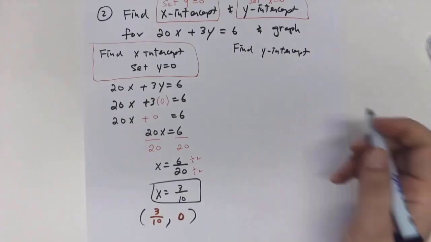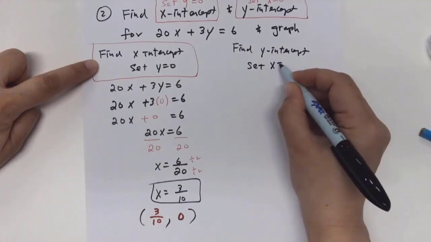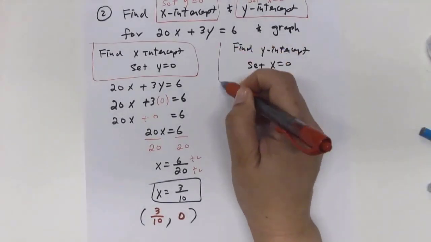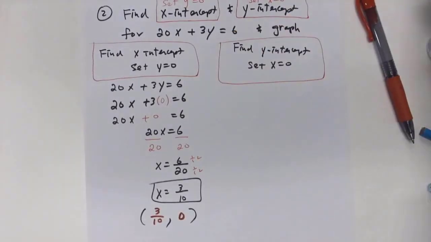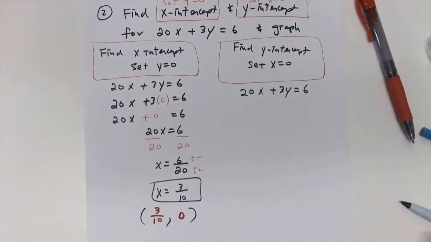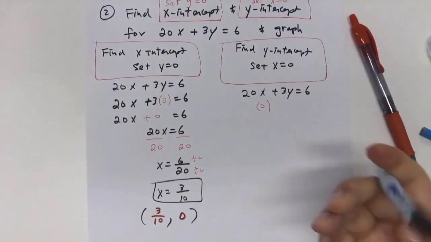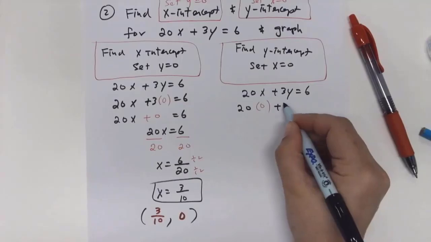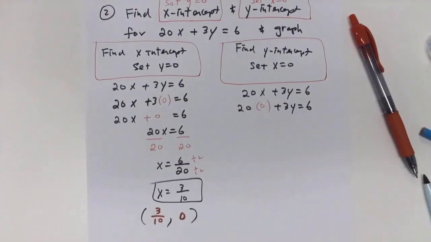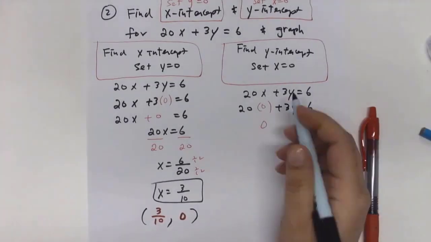Is it okay? So that's my x-intercept, and then we're going to need to find my y-intercept. For the y-intercept, we're going to set what? x to 0, the opposite one equal to 0, right? So that's the way to find it. And then we're going to use my equation here, 20x plus 3y equal to 6. And then I need to replace what? x replaced with 0 here, so it's going to be 20 times 0 plus 3y equal to 6, which means 0 plus 3y equal to 6.